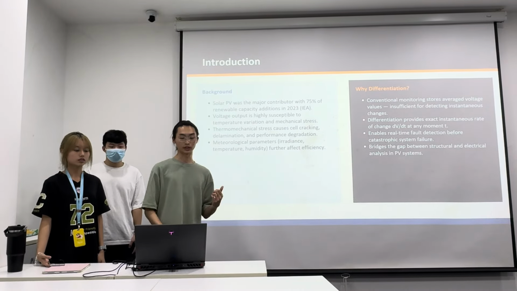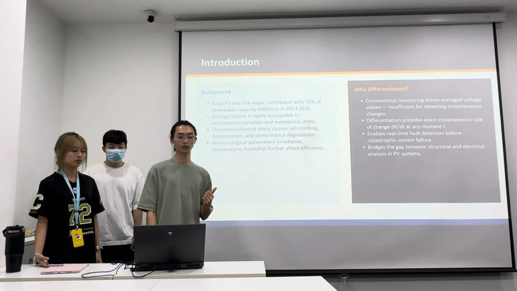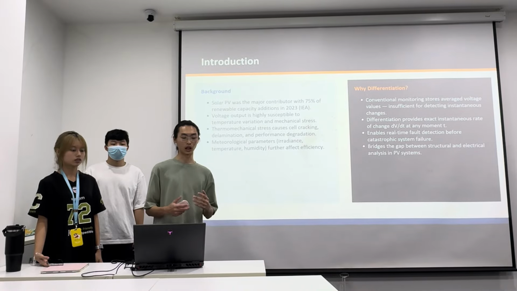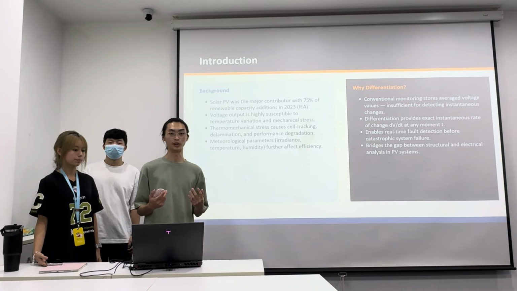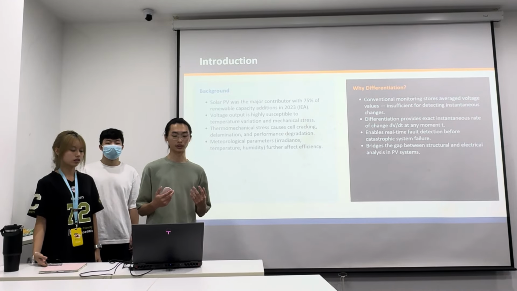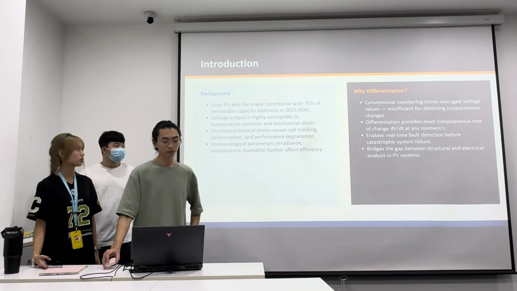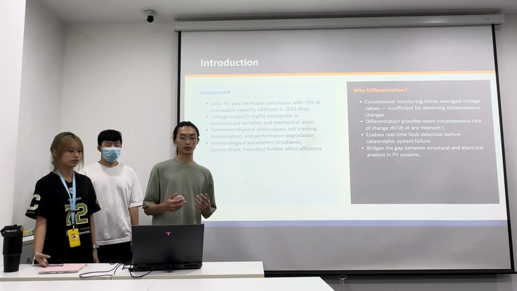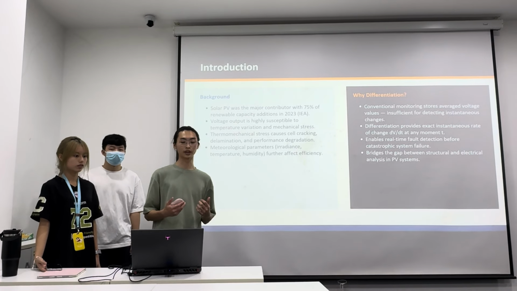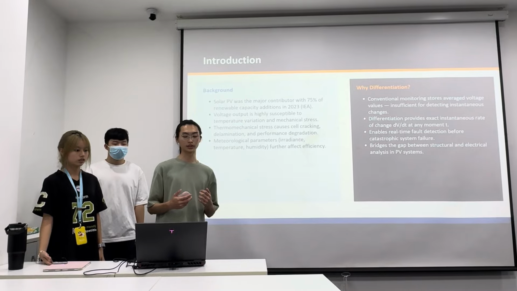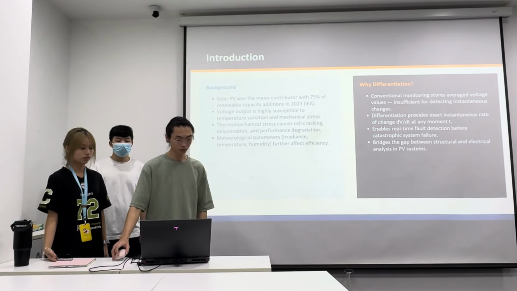Solar photovoltaic systems are an important source of renewable energy and are increasingly used as an alternative to traditional energy sources. However, their performance is not always stable as it can be affected by environmental factors such as temperature changes as well as structural issues like mechanical stress or microcracks. These factors can cause fluctuations in the voltage output, which reduces efficiency and may also indicate underlying damage in the system. If these changes are not detected early, they can lead to more serious performance issues over time.